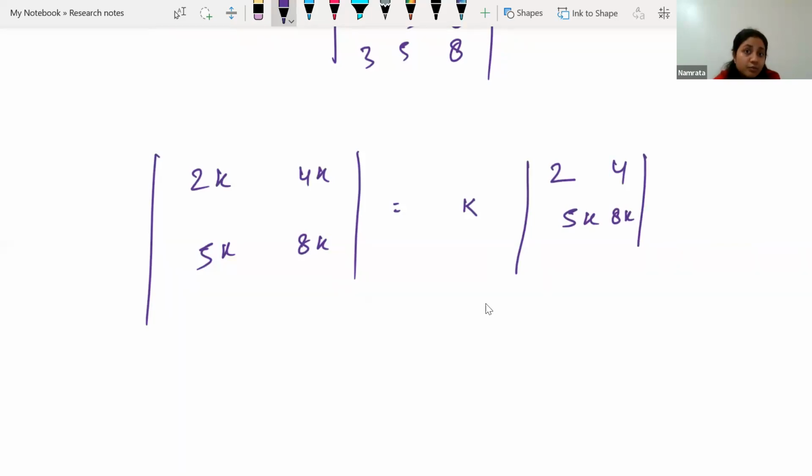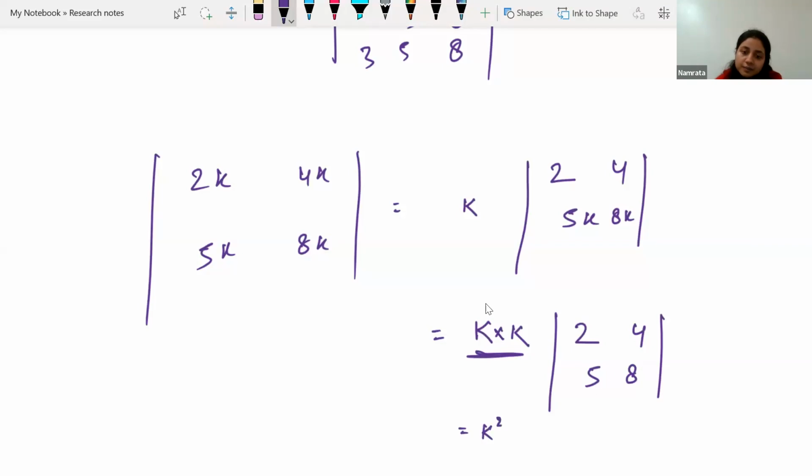Or maybe from one of the columns we can take out k as a common factor. Then we can take out this k common from the second row. So k we have taken out common from the second row also, so it became 2, 4, 5, 8. So here we are having k square.